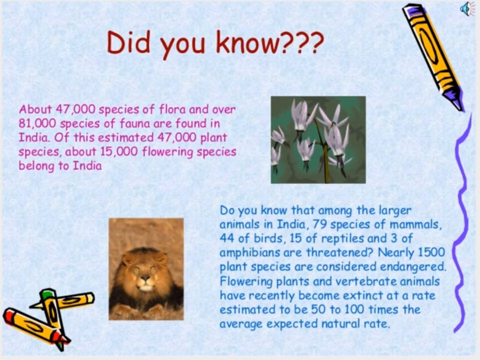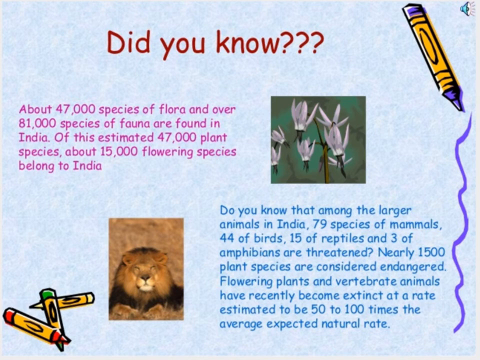Further, do you know that among the larger animals in India, 79 species of mammals, 44 of birds, 15 of reptiles and 3 of amphibians are threatened. Threatened means that in the near future they will become endangered. मतलब आने वाले टाइम में they will become endangered species. मतलब they will become on the verge of extinction. अभी वो threatened list में है, but in the coming future वो endangered species बन सकते हैं. That means they will come on the verge of extinction.